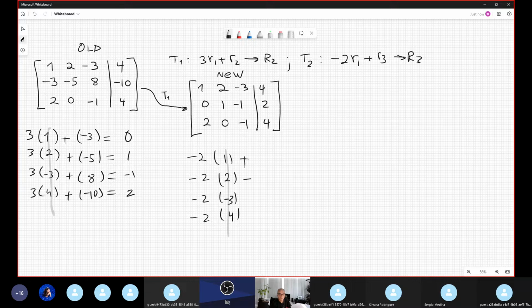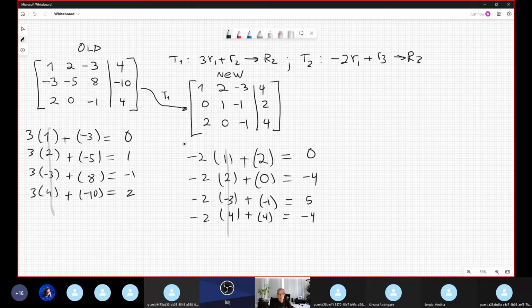Plus the corresponding element in row 3. Of course, row 3 doesn't change, so it's 2, 0, negative 1, and 4. I recommend you enclose them in parentheses. Because if it is positive, no problem, but when it's negative, be careful. So 2 minus 2 is 0, then this is negative 4, this is 6 minus 1 is 5, and this is negative 8, negative 4, and negative 4.